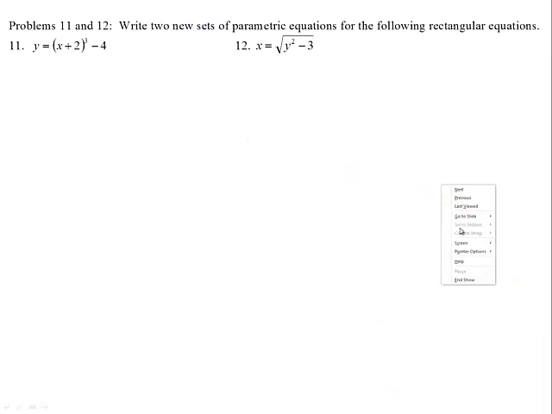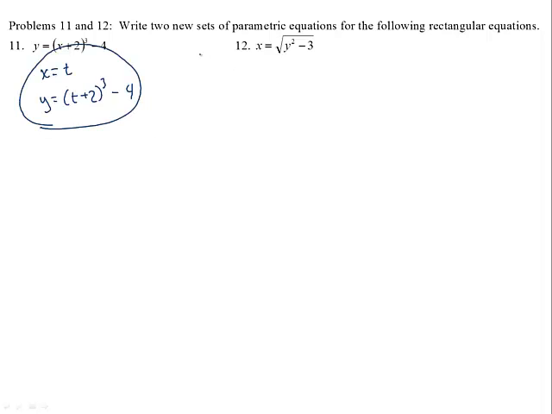Okay, write 2 sets of new parametric equations. Let's do that easy one. I'm going to let x is equal to t, and then that means y is equal to t plus 2 cubed minus 4. There's 1. Now it says 2, so I need another one. So let's say x is equal to 4t, and I'm not going to let you use 4t. If you put 4t on the homework, on your worksheet, because you're copying it directly from the video, I'm not going to count it. Use something other than 4t, alright?